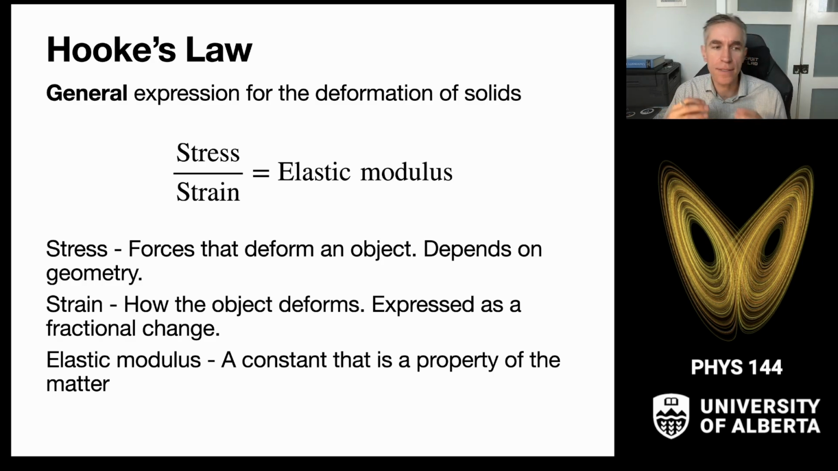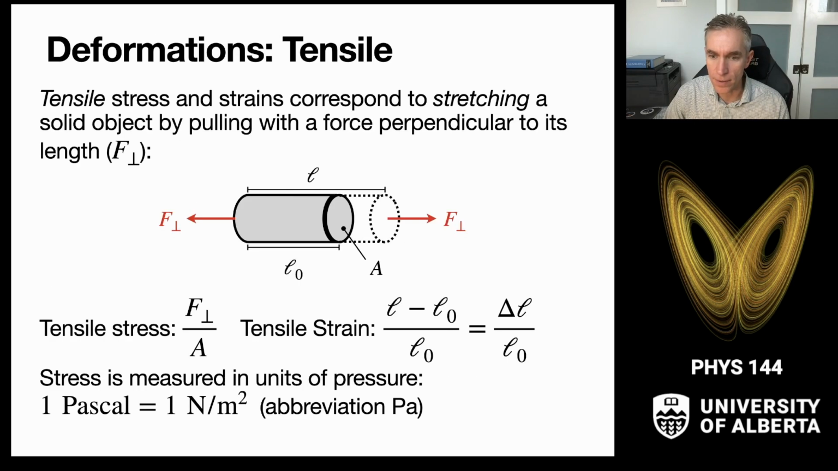And then finally, there's this elastic modulus, and that has different forms depending on the types of strains and stresses that we're discussing. But elastic moduli are constants that are properties of matter. We're going to go through three specific cases, three types of deformations, and each of those is going to have its own elastic modulus and its own framework. I think the best way to approach this is through examples. And the first example that we will deal with is what's called a tensile deformation.